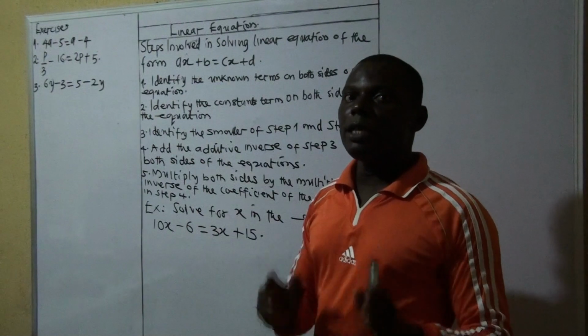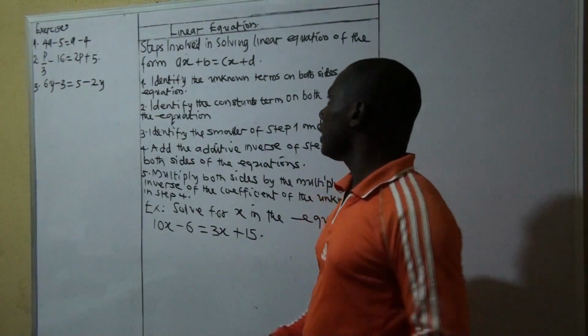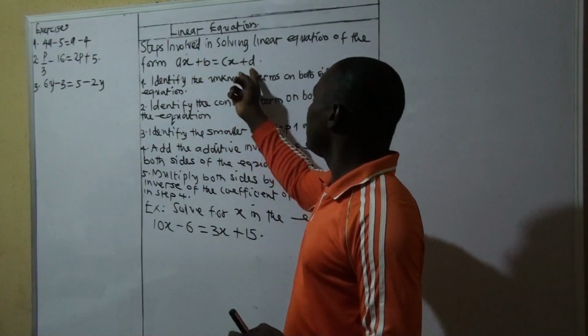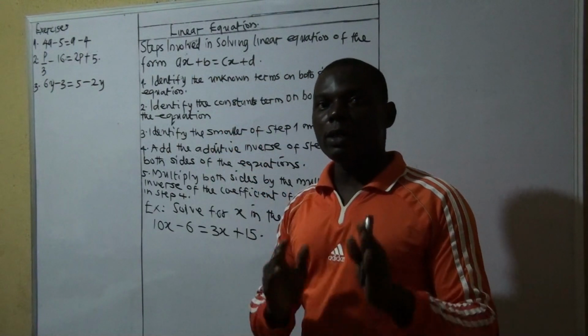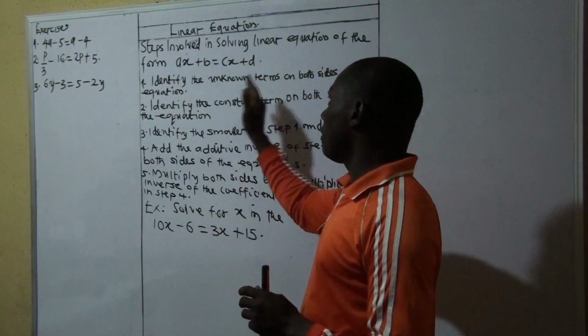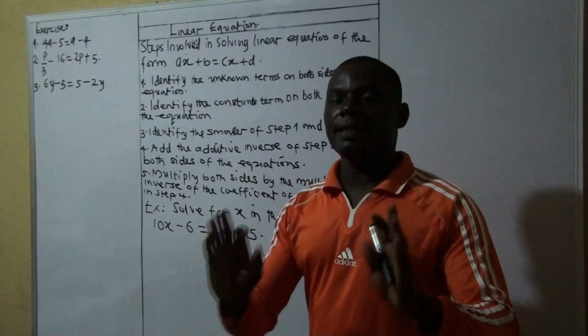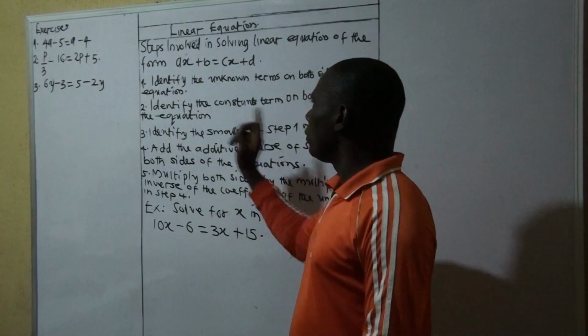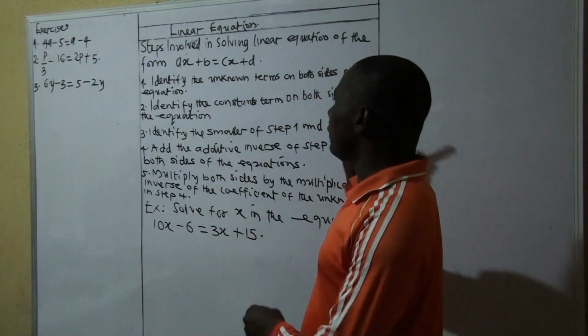Then the next thing is for you to identify the constant terms. The constant terms here are b and d. The constant terms are those terms that do not contain any unknown. That's why we refer to them as constant terms. They are fixed in nature. That's the second thing you have to do: identify the constant terms on both sides of the equation.